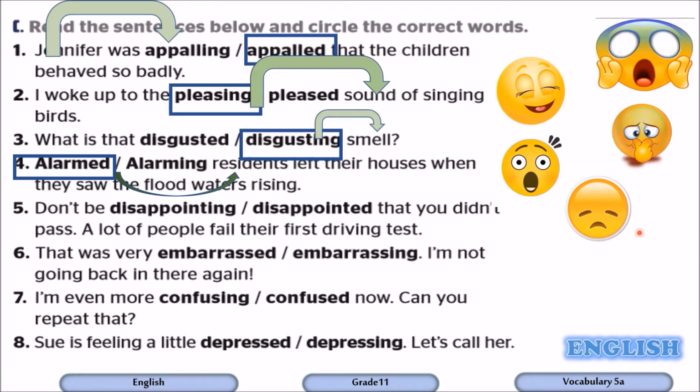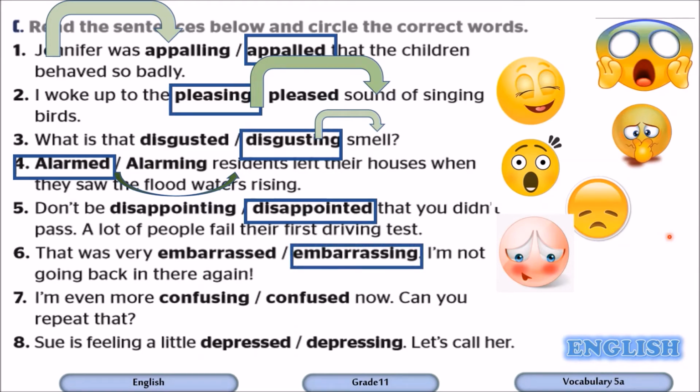What do you think? We are talking about the feeling here. Someone is asking you not to be disappointed. Very good. Next one. That was very embarrassed or embarrassing. As you can see the emoji here, which shows the feeling of embarrassment. I'm not going back in there again. That was very... I'm talking about the situation which was embarrassing.